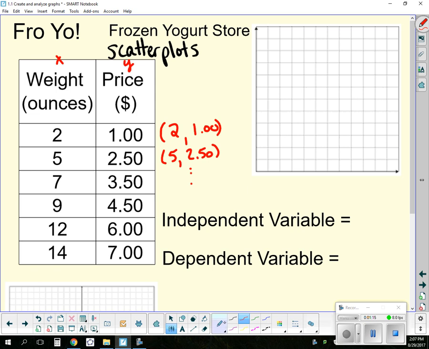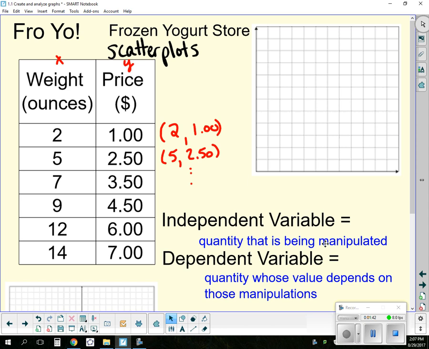When we talk about an independent variable, it's kind of the standalone one that you're talking about. Fancy definition, it's the quantity that's being manipulated. It's standing alone. You can change it, but it's not changing dependent upon anything else. So we can have different amounts of ounces, but that doesn't depend on anything else. Whereas the price, the dependent variable, is the quantity whose value depends on manipulating the weight. So if we change the weight, the price will change based on that weight.